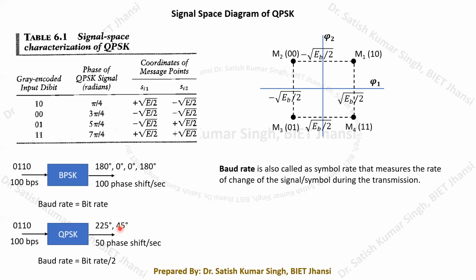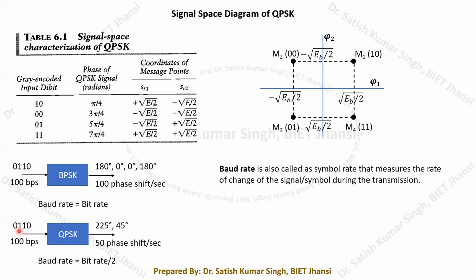Now we try to see the same thing again. If we apply the same sequence 0110 to a QPSK system, then what will happen is, because of 0110, first of all, 2 bits will be considered. As I said, there will be no phase change corresponding to a single bit, but rather we have to consider the combination of 2 bits. So first we have to divide it into combinations of 2 bits. So it should be 0-1 and then followed by 1-0.